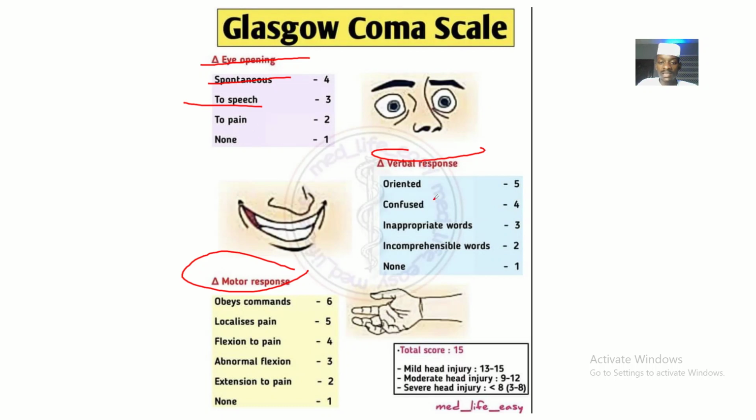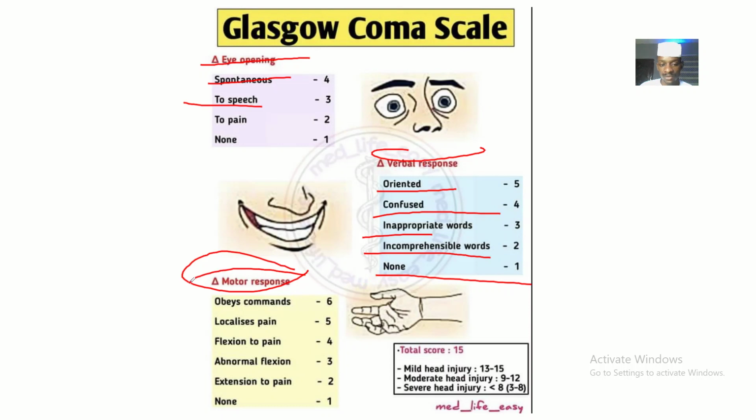If the way they are talking is oriented, you score them 5. If they are confused, you score them 4. If they are using inappropriate words, you score them 3. If they are using incomprehensible words, that is, they are just talking in some different language that I can't really understand, it is 2. If they can't talk at all, it is 1.